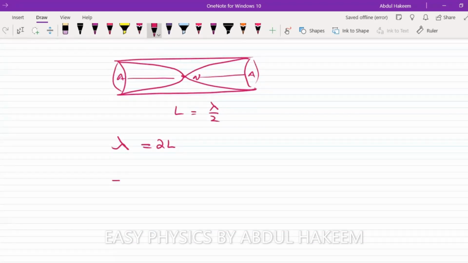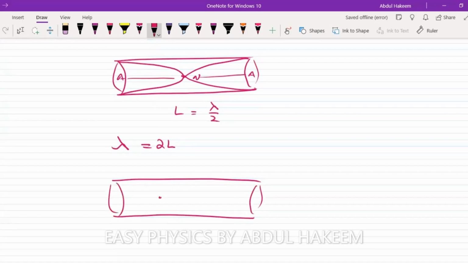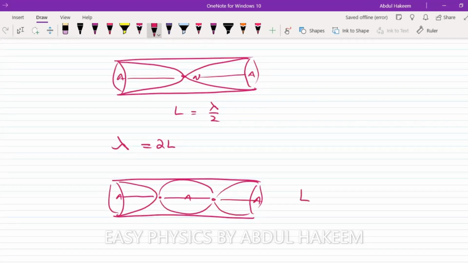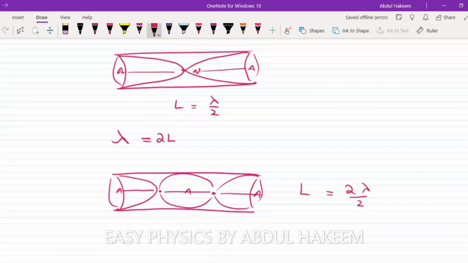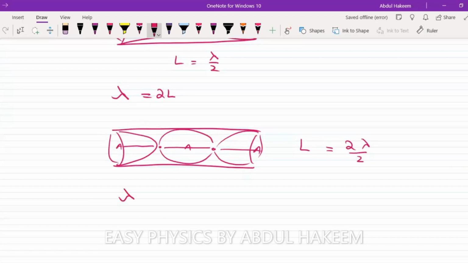Now, second time, when the frequency increases, wavelength decreases. For the second louder sound, 2 nodes are formed and 3 antinodes. So antinode, antinode, and antinode. So this is lambda by 4, this is lambda by 2, this is lambda by 2, and this is lambda by 4. So the whole length of the tube is equal to 2 times lambda by 2, meaning lambda is equal to 2L by 2.